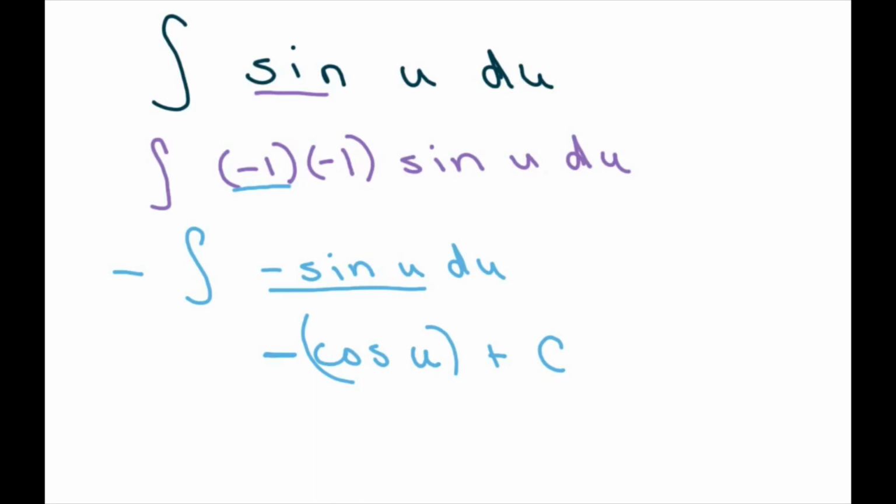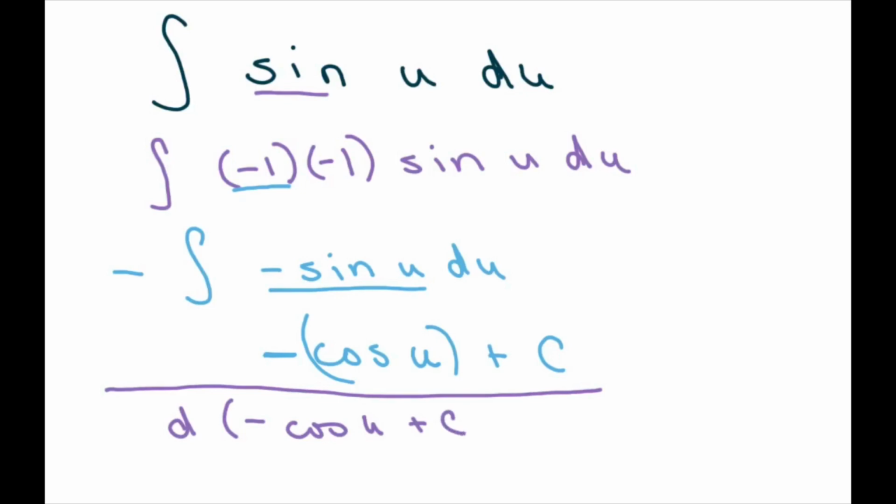Now we can check our answer. You take the derivative of negative cosine of u plus c, and that equals sine of u du. So it does work. And that's it.